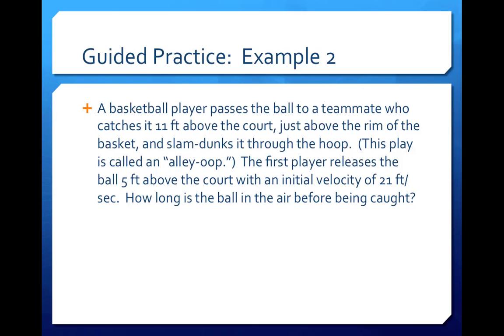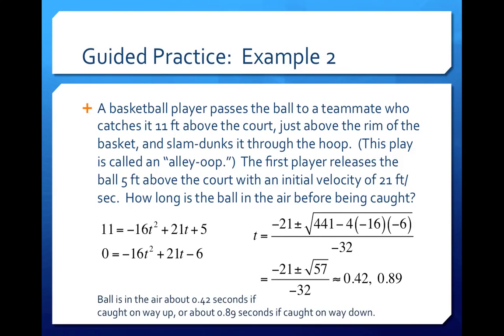All right, so based on the information we're given, we're told that the basketball teammate catches the basketball at 11 feet above the court, so that's where we want things to end up. We are told that we have an initial velocity of 21 feet per second, so that's our v sub 0. And we're told that the player releases the ball 5 feet above the court, which is our h sub 0.